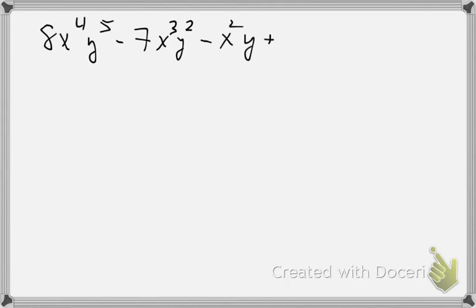What if I give you 8x to the fourth y to the fifth, minus 7x cubed y squared, minus x squared y, plus 5x plus 11. So this is a polynomial, and we would even call this a multivariable polynomial. Ooh, fancy. Right. How many terms? 5 terms, right? Terms are just coefficients along with variables, and this is a series of terms. So we'll break it down.